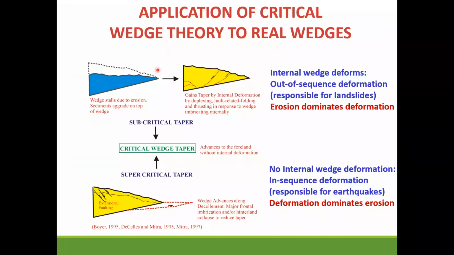And so you can split the entire wedge behavior into 3 parts. The part where erosion dominates is subcritical, where you see the internal wedge deforming and you see faults which are not in sequence. The in-sequence faults would lengthen the wedge. These are happening within the wedge, so that makes them out of sequence, after the main faults have formed, or in between the main faults that have formed.